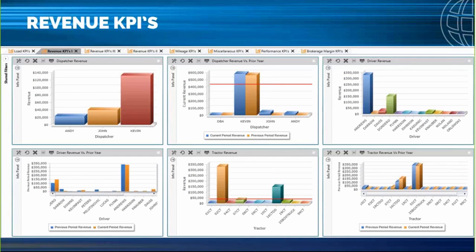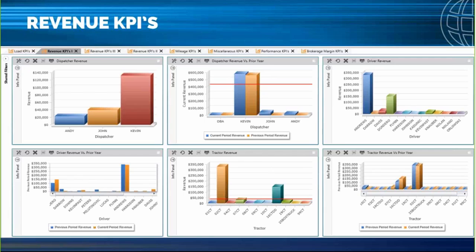We can see driver revenue next to that, and once again, we can look at any time frame that we'd want to look at. An example of how you might want to use driver revenue with a goal line would be if your drivers are paid on a percentage of revenue, and you want to make sure that the loads are being balanced, the revenue is being balanced, so that one driver isn't making a lot more money than another driver.